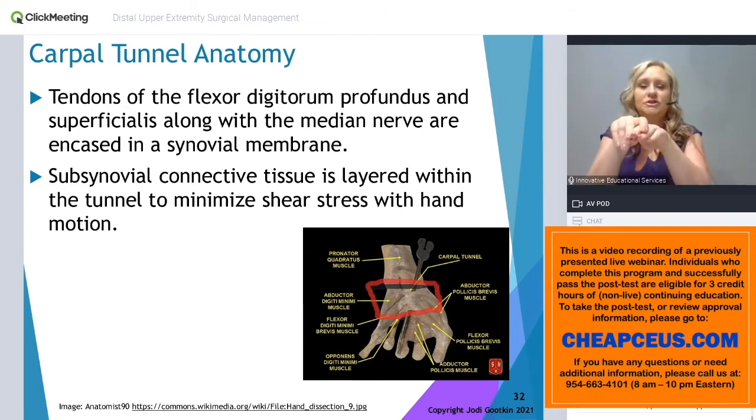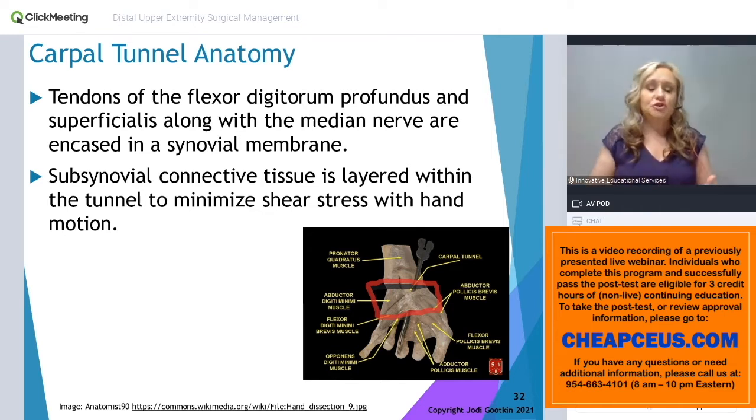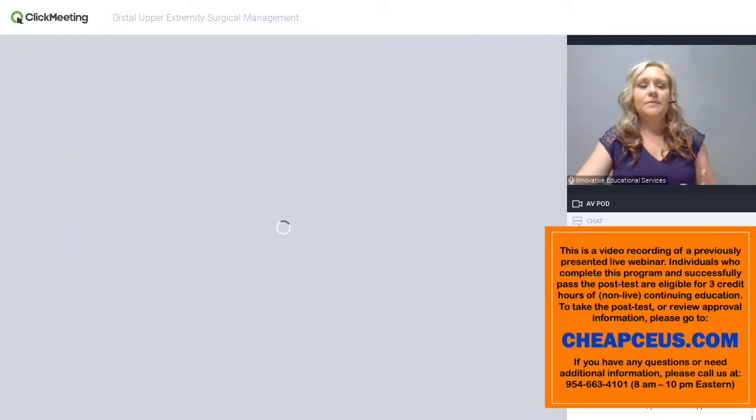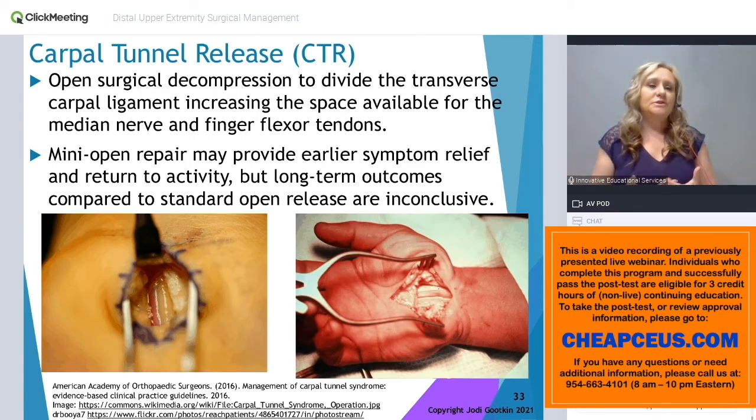As all these structures are intermingled, within all of them we have a subsynovial connective tissue that allows the whole area to also glide freely to help resist the different shear stresses that occur as we're performing our different movements. If the patient has a pathology maybe related to overuse, where there's too much bulk in that area and it's not healing, and conservative management has not been successful, they may need a carpal tunnel release.